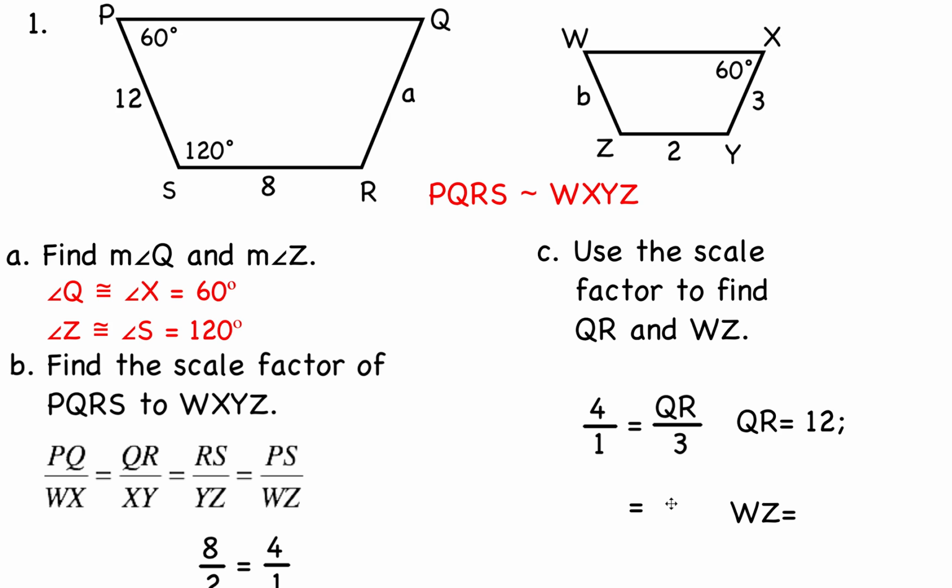Let's use the same scale factor, which is 4 to 1, right? And we want to find WZ this time. Well, WZ is right here. It corresponds to PS. So we know that PS is 12. So 12 is to WZ as 4 is to 1. And again, we can cross multiply. We would get 4WZ equals 12. And so WZ must be 3 when we divide both sides by 4.